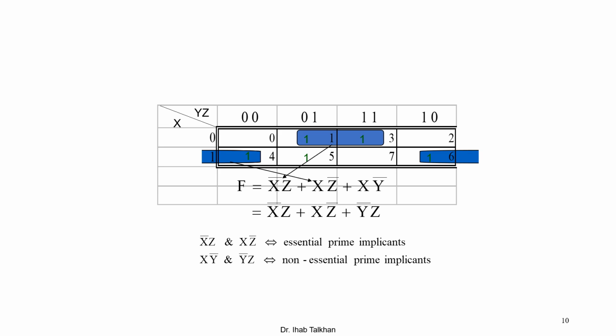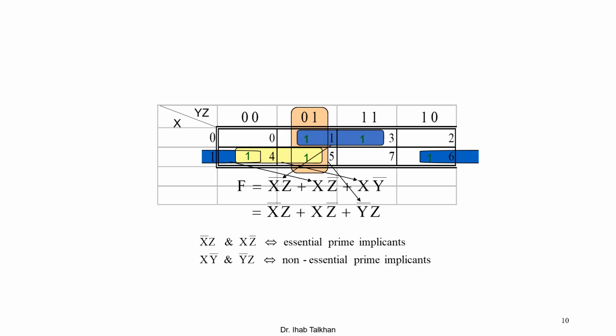Now we have cell number 5 where there exists a one here. You have two choices, either to take 5 with 4 as a group of 2, or 5 with cell number 1 as a group of 2. So actually here you have two solutions. The first solution, if you take 5 and 4 as a group, you'll end up with x y bar. But if you take 5 with 1 as a group, you will get y bar z.